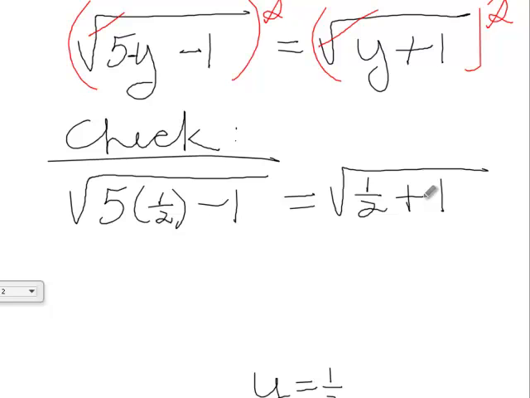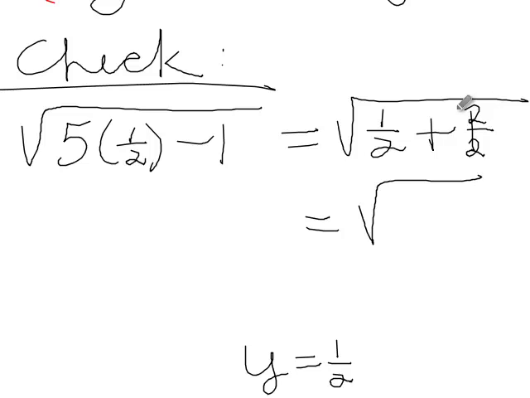Now, on the right-hand side, that's going to be the easier one because 1 is the same thing as 2 over 2, which would give us common denominators. So this becomes square root of, if we add our numerators, 3 over 2. What we hope is that on the other side we get the square root of 3 over 2 also.